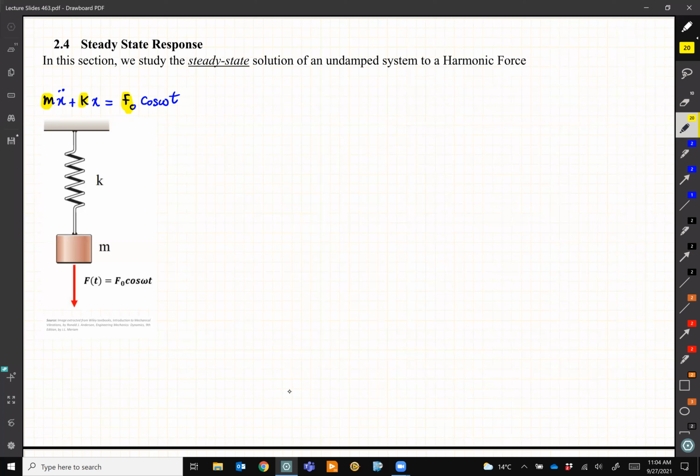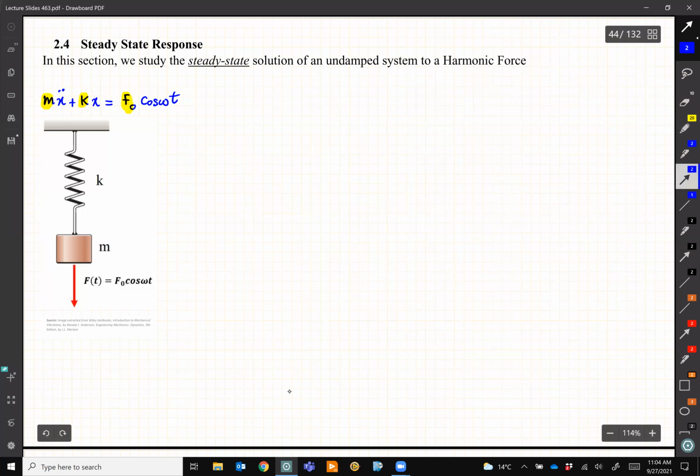It can be even a moment, like the example that your TA solved for you on Friday, and for the rest of you who are going to attend today. This f0 can be a moment. For example, a couple that is harmonically switching direction.